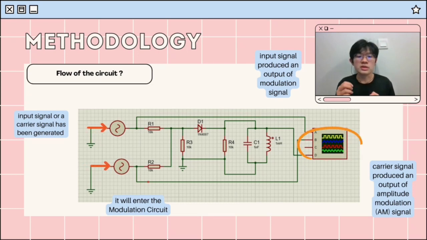Initially, to produce a modulated output signal, an input signal and a carrier signal are generated and then enter the modulation circuit. The modulating signal will be converted through the circuit as the input and hence generates a modulated output signal. The output signal is observed through the oscilloscope. The input signal produces an output of modulation signal, while the carrier signal produces an output of amplitude modulation AM signal.